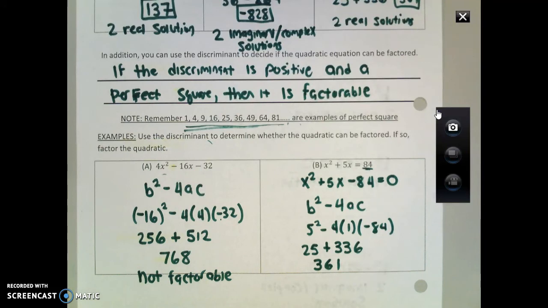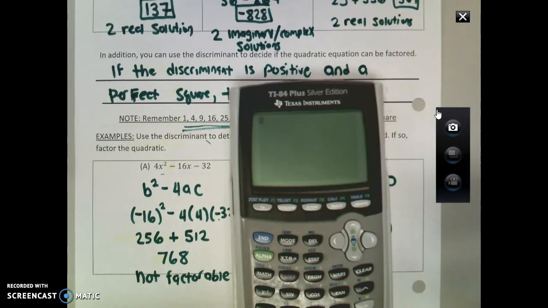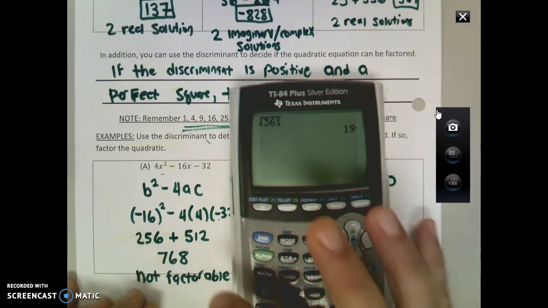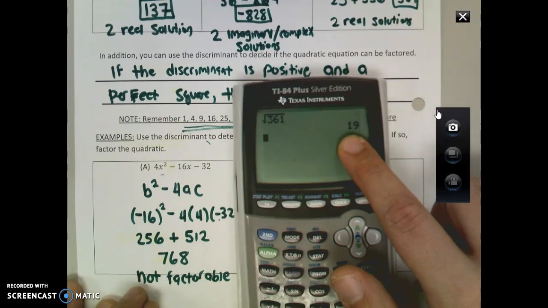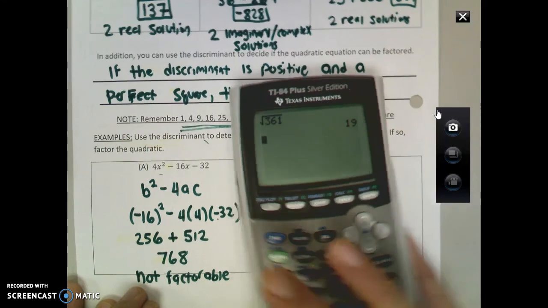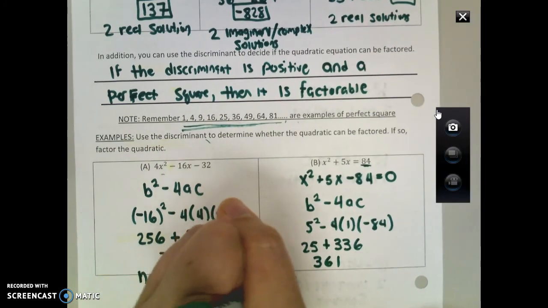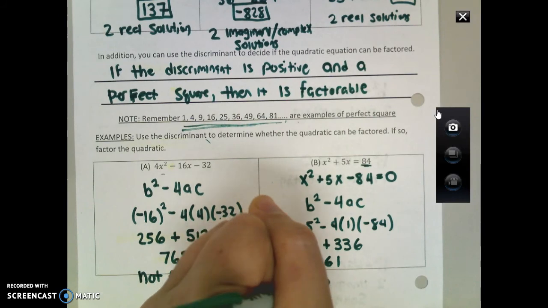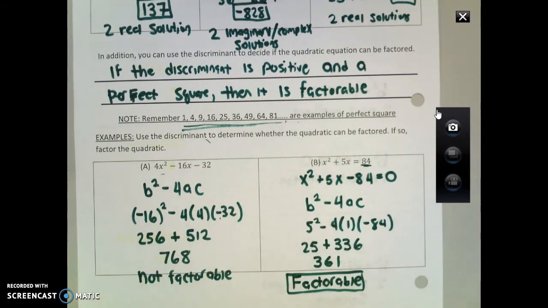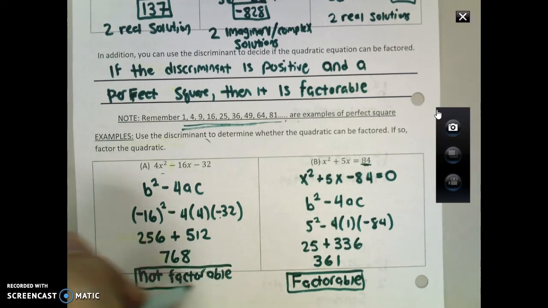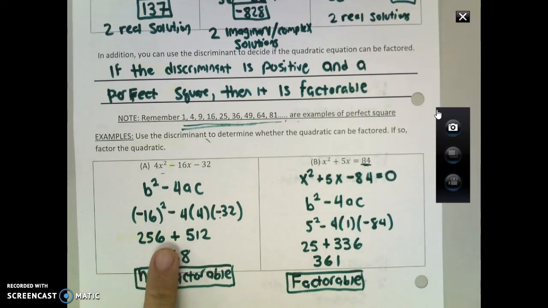Now, if we want to test this to see if this will be factorable, let's take our calculator out and take the square root of 361. When I do that, I get 19. So because the discriminant yields a whole number, that means 361 is a perfect square. So this problem actually would be factorable.